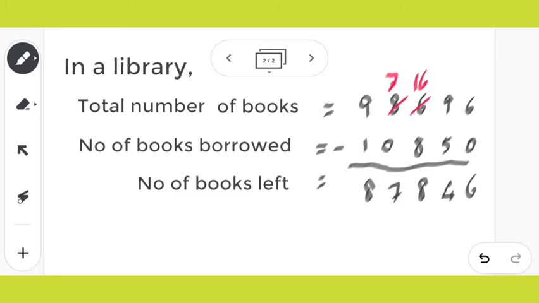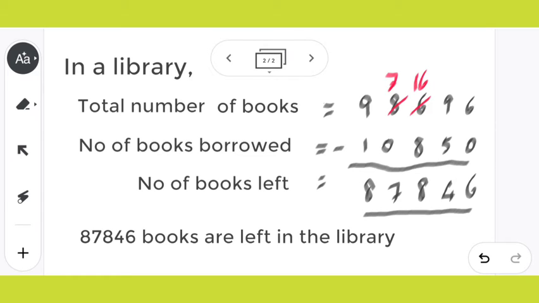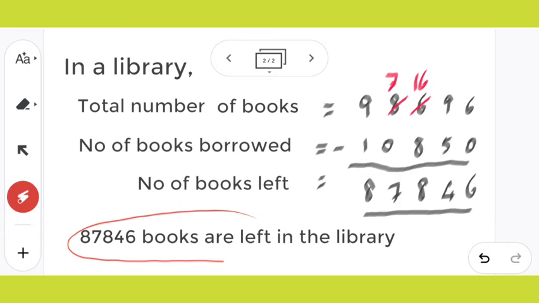So the number of books left are 87,846. Last you have to write the answer also, like this: 87,846 books are left in the library. This is the way you will complete the answer.